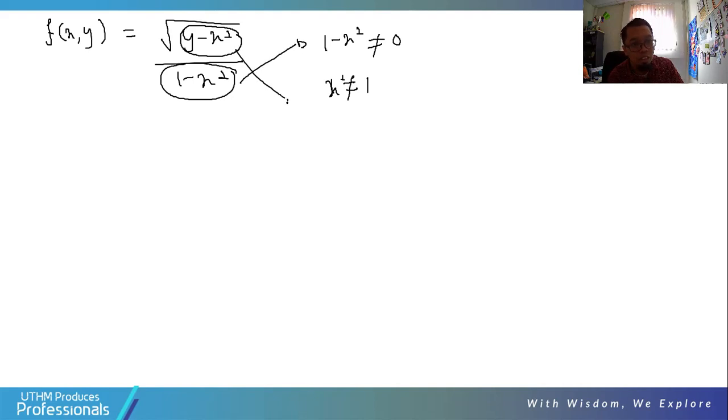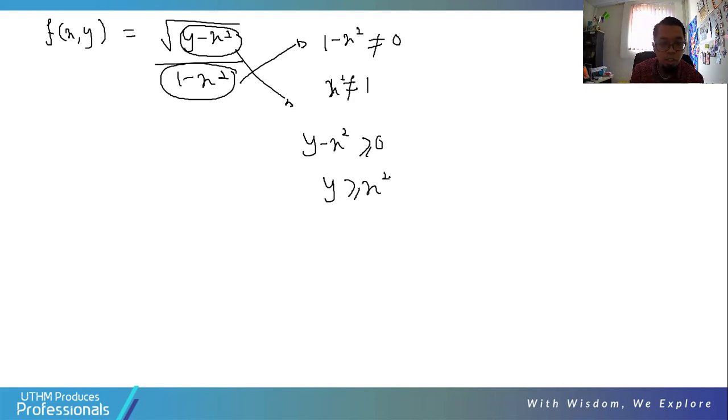So second equation, y minus x square must be larger than or equal to 0. So y must be larger than x square. So y sama dengan x square. Okay. So x square tak boleh sama dengan 1. So here you simplify, x tidak boleh sama dengan 1. Okay, so bila you square kan, set kiri kanan dia tak boleh jadi sama dengan 1.